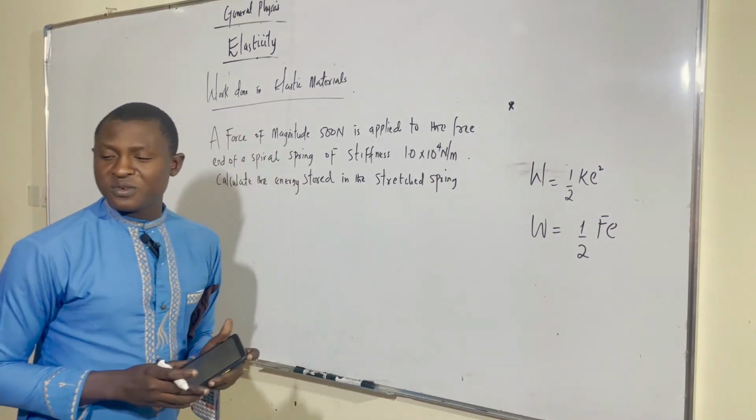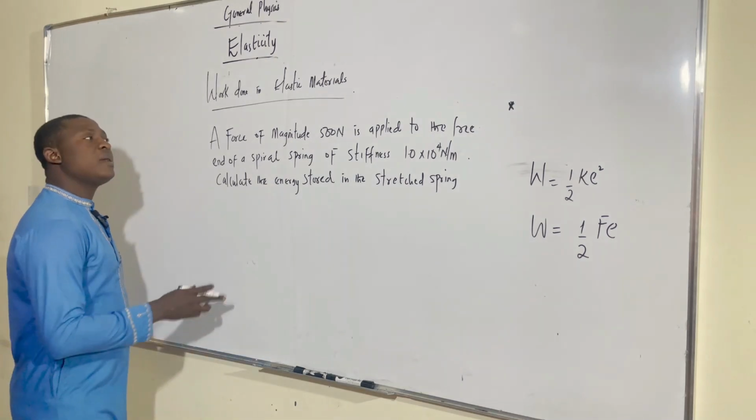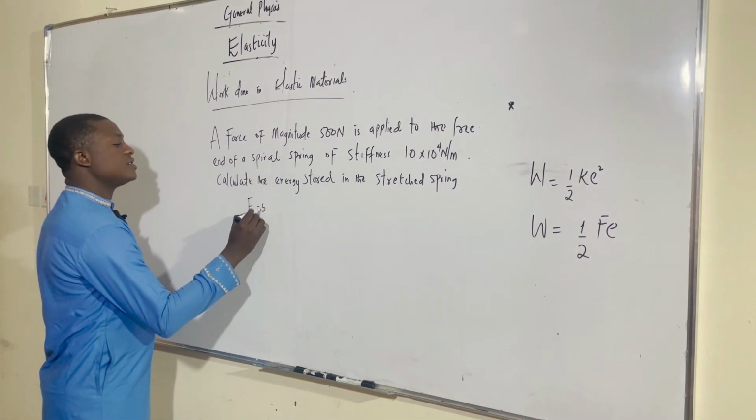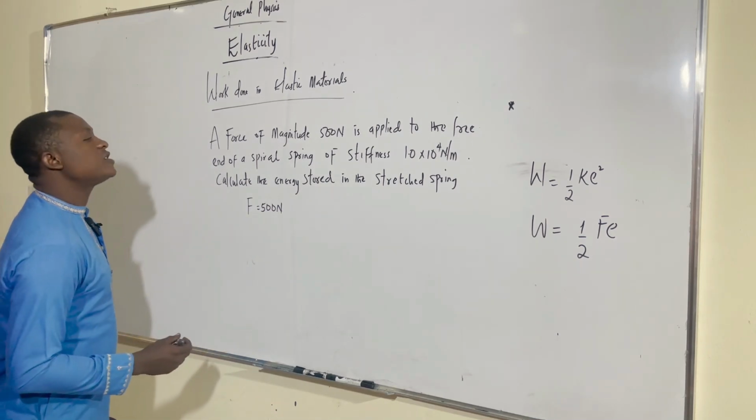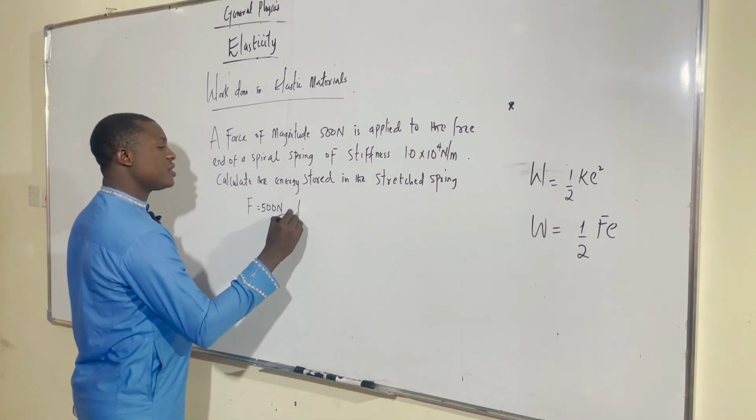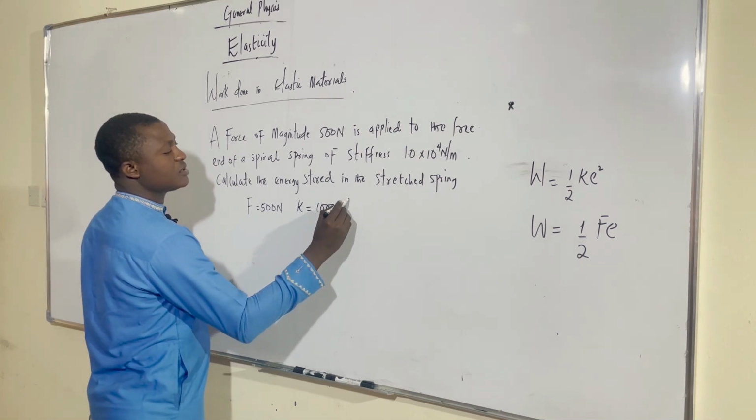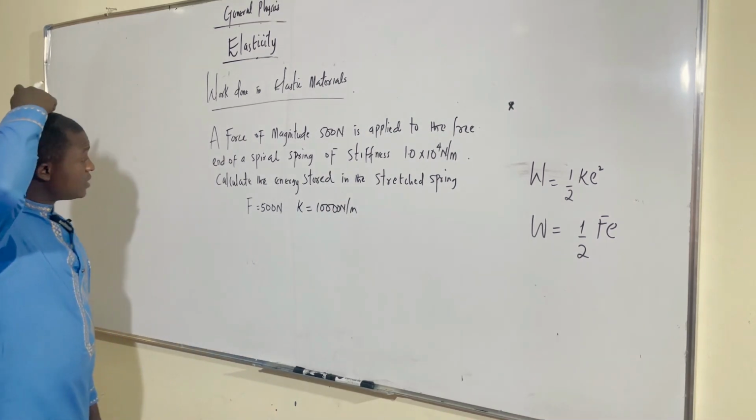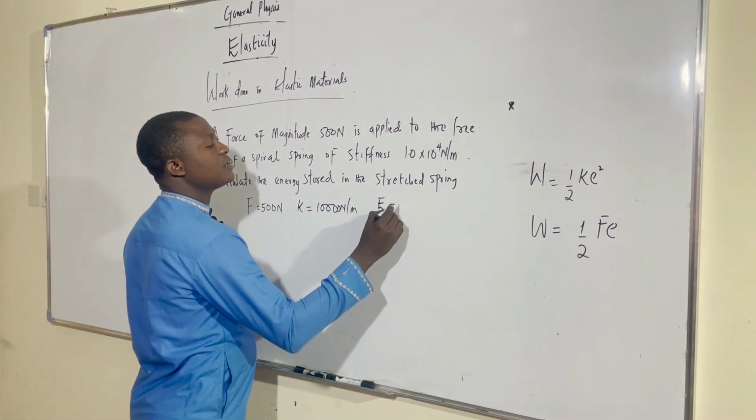So this is another problem. It's simple and straightforward, so you don't need to be perplexed. Let's look at the question. A force of magnitude 500 Newton. Our force is 500 Newton. It is applied to the free end of a spiral spring of stiffness. We are given the stiffness, K is 1.0 times 10 to the power of 4, which is 10,000. Calculate the energy stored. So I'm looking for the energy now.